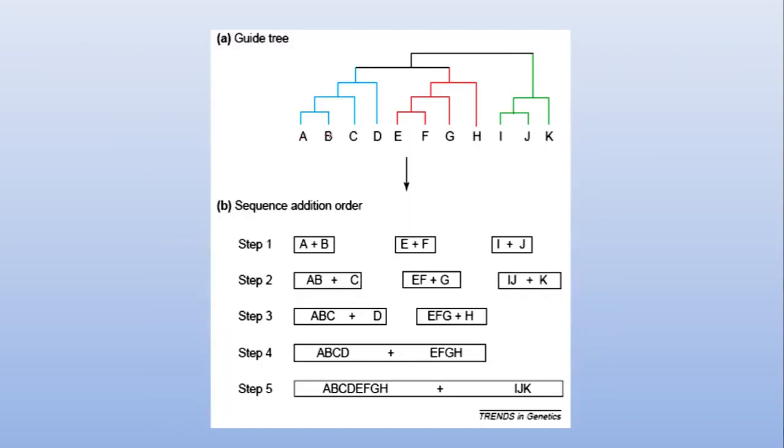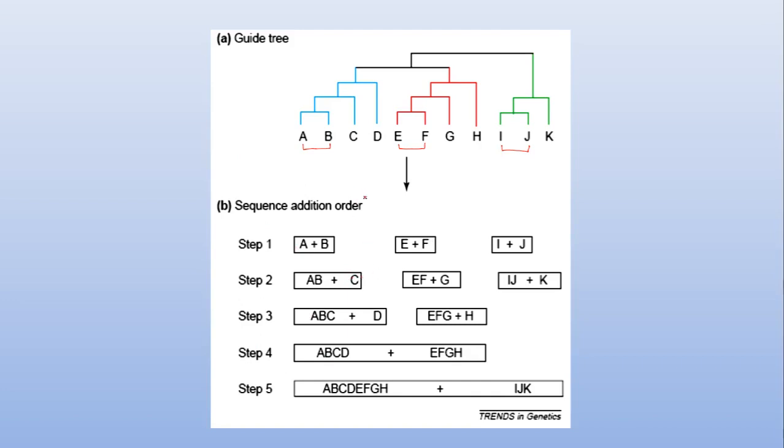So, for example, if this is the typical guide tree that you have obtained, you can see over here that sequence A and B are very close to each other. Sequence E and F are very close to each other. Similarly, sequence I and J are very close to each other. Therefore, we can decide that we would first align sequence A and B. Simultaneously, we would align sequence E and F. Simultaneously, we would align sequence I and J. And based on how the remaining sequences are placed in the guide tree, we would go on subsequently adding the remaining sequences to our alignment. So this is the overall idea of how the sequences are selected and aligned.